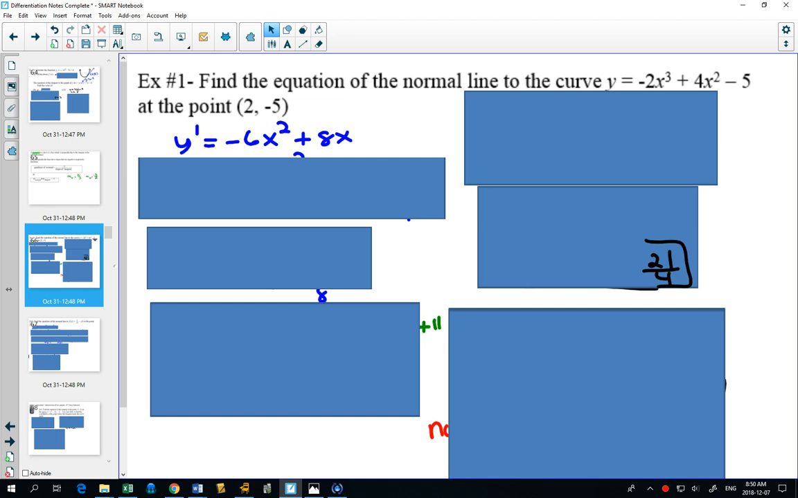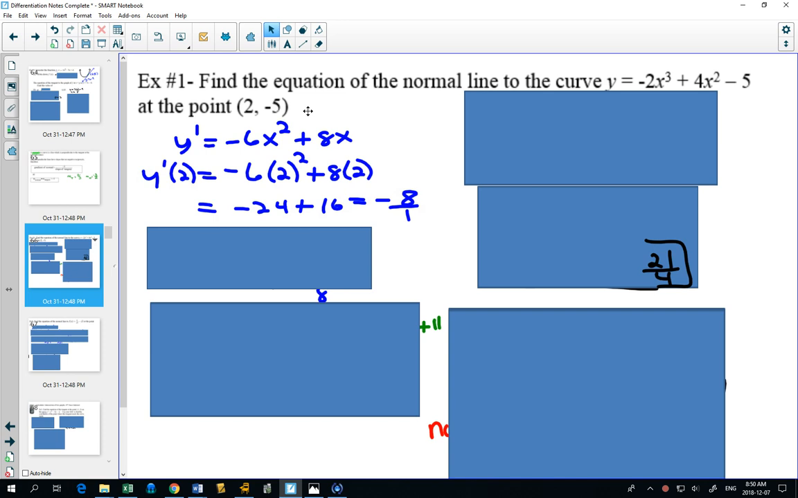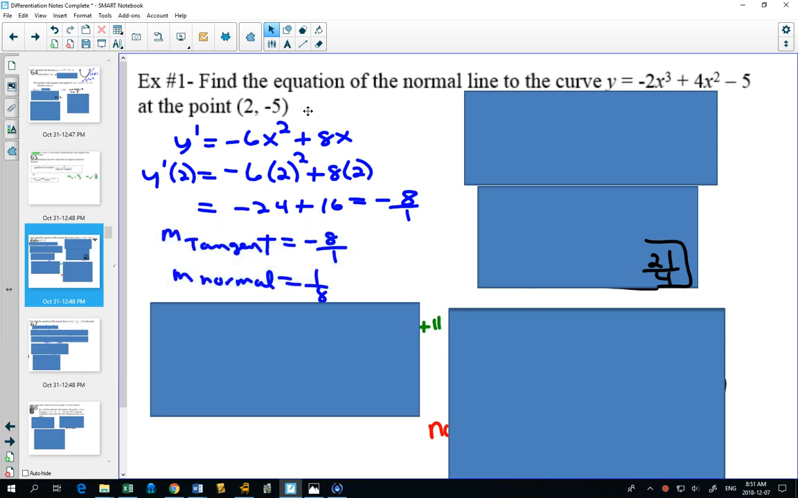So if that's the equation of all the slopes of all the tangent lines, and I want to find the one when x is 2, I can just plug in 2 into the equation and simplify. Now, in simplifying negative 24 plus 16, it's negative 8. Normally, I would just write negative 8. But this time, I wrote it as negative 8 over 1 to make it a fraction, because when I flip that fraction, I can easily see what my slope of my normal is going to be.